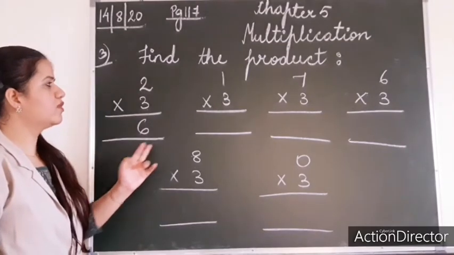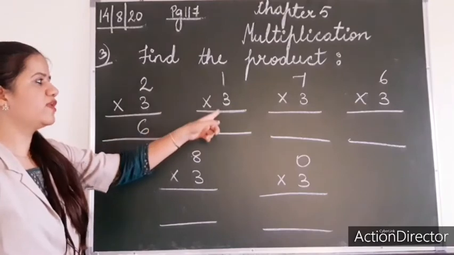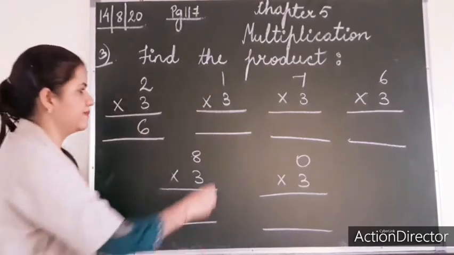Now come to the next one, that is 1 three. 3 ones are 3.